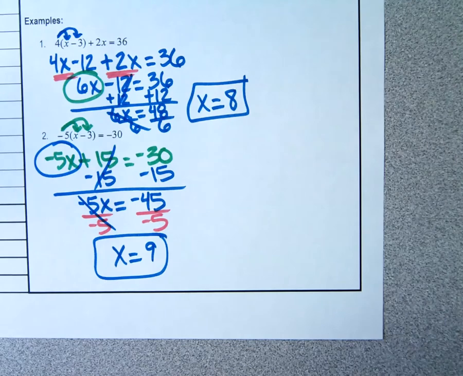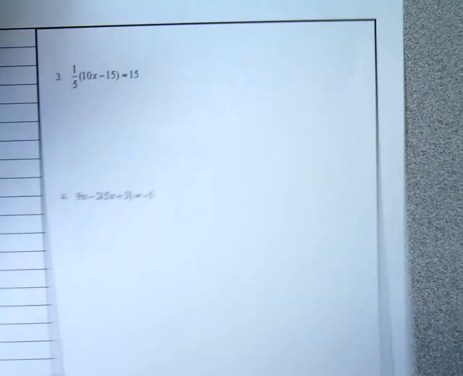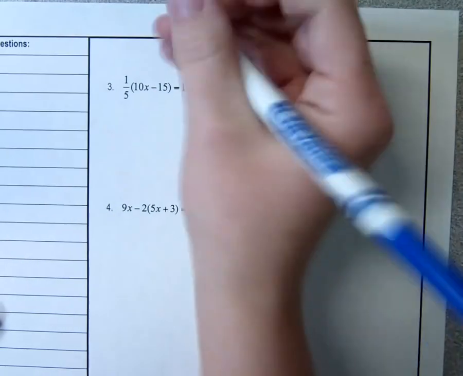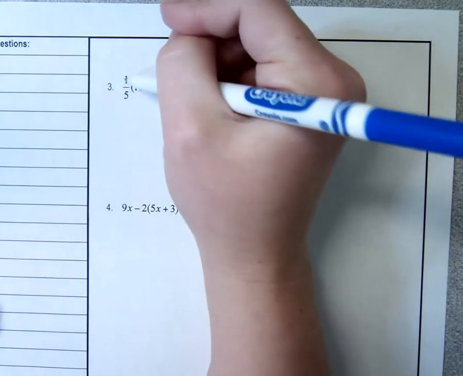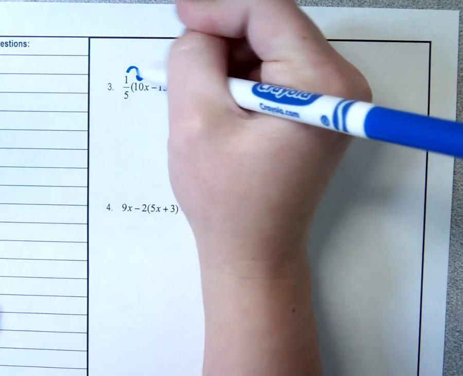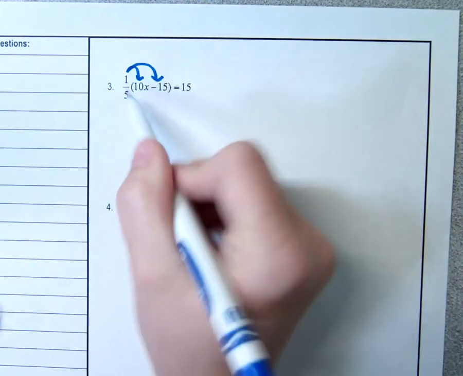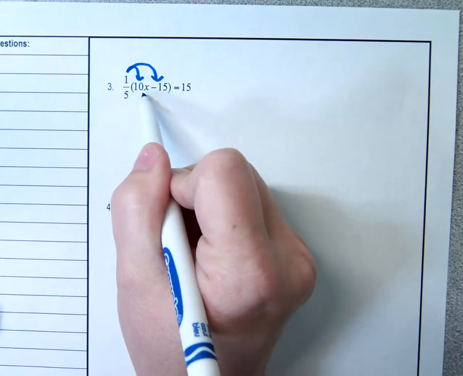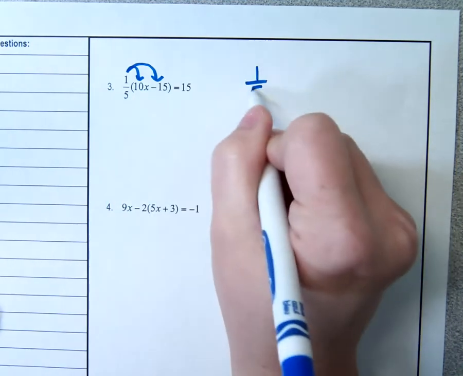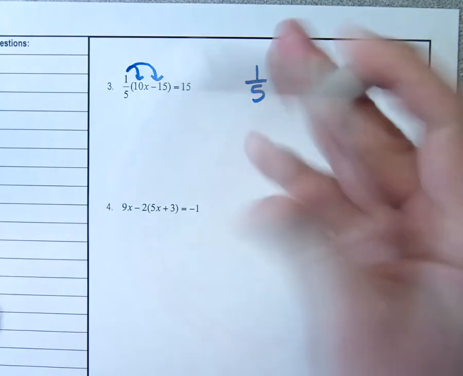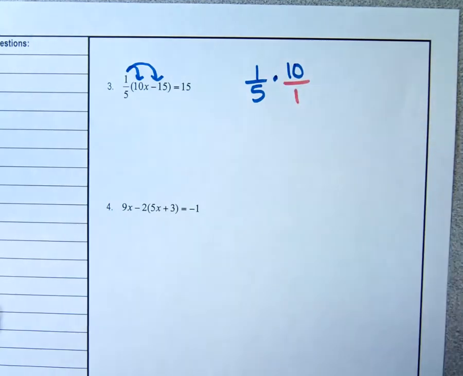Okay, couple more problems. Number 3. Do you see parentheses? Yes. So I need to distribute to make them go away. So 1/5 is what's smushed against the parentheses. So I'm going to take 1/5 times everything inside. So I want to take 1/5 times 10x. So off to the side here, I'm just going to show 1/5 times 10. Remember, every number is understood to be over a positive 1.